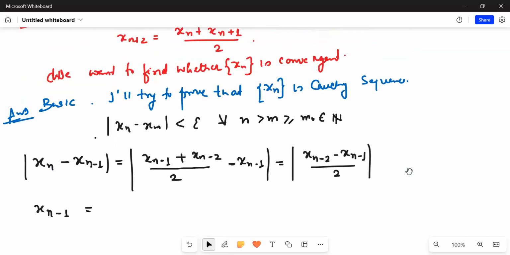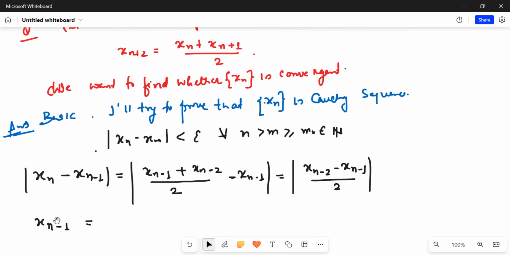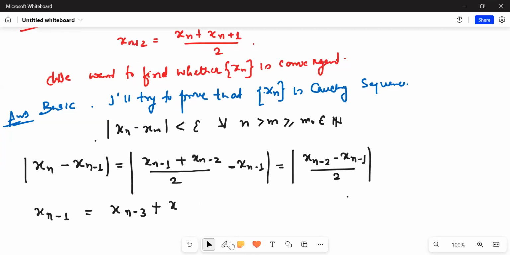So I'll use one thing. See, if I have to use n minus 1, I have to write n minus 3 here. So if I write n minus 3 here, what will I get? I'll get n minus 1 here, xn minus 3 here, and xn minus 2 here, and this whole divided by 2.